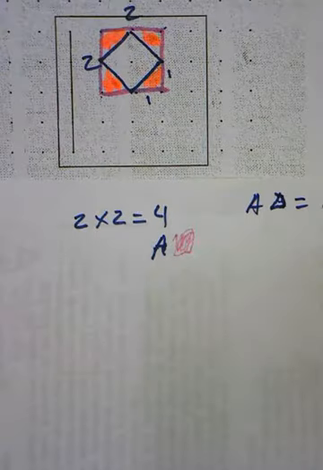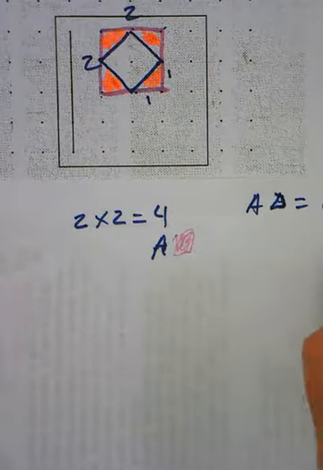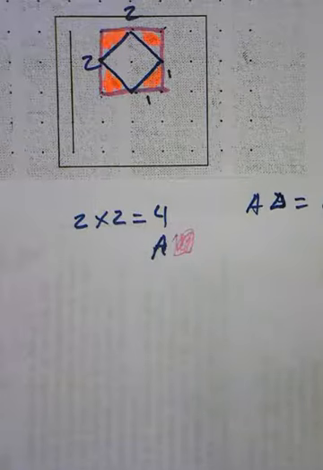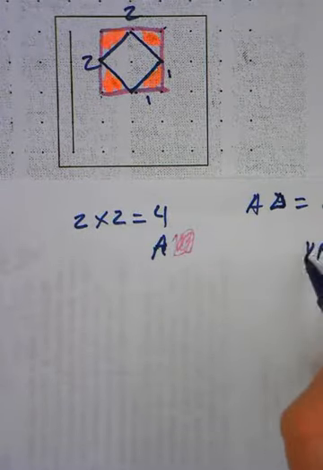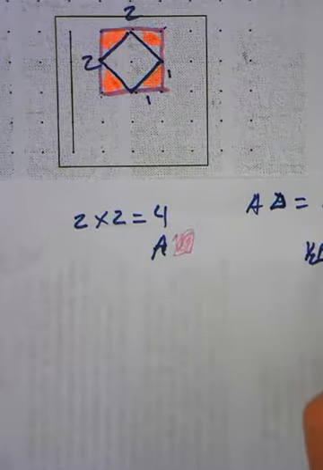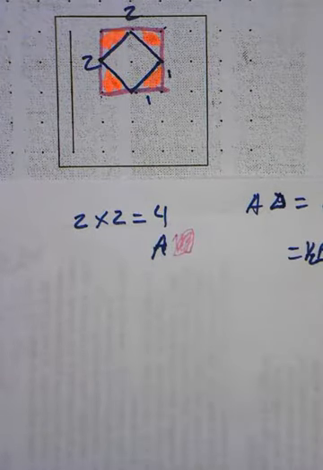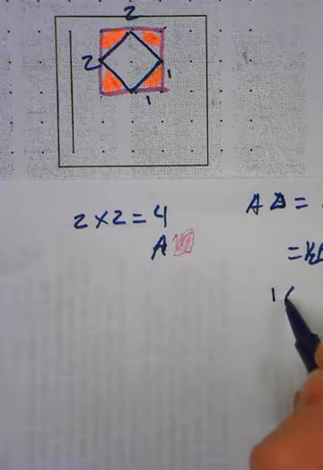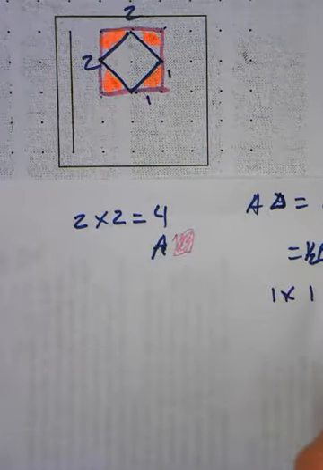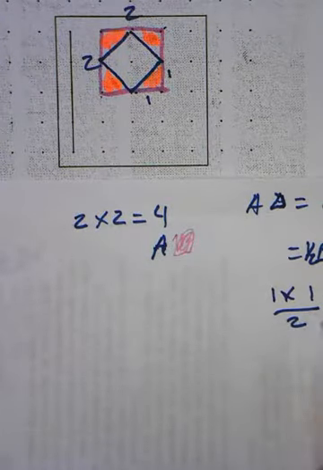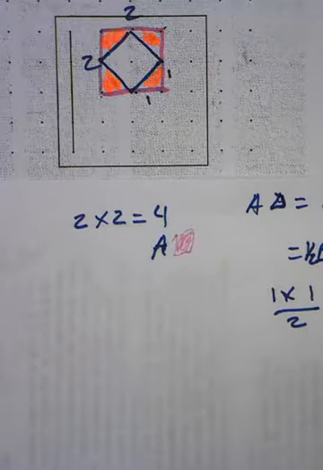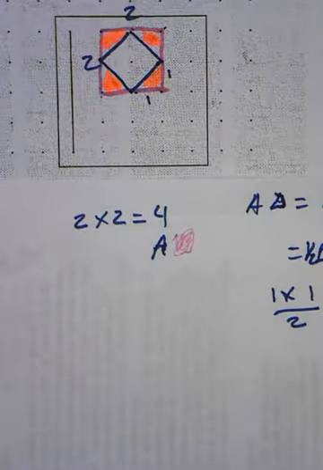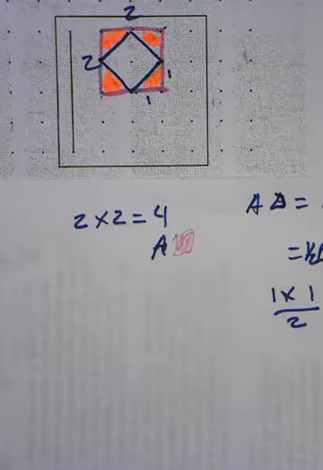Or that can be written as 1/2 base times height. So either way, we're going to have 1 times 1 divided by 2 equals. 1 times 1 is 1, divided by 2 is 1/2. So each of these is going to be 1/2. So 1/2, 1/2, 1/2, 1/2.